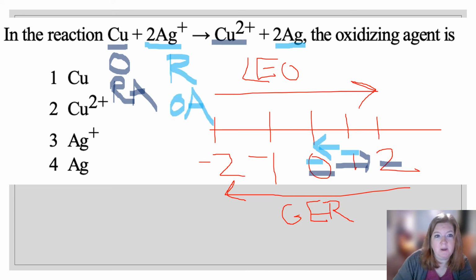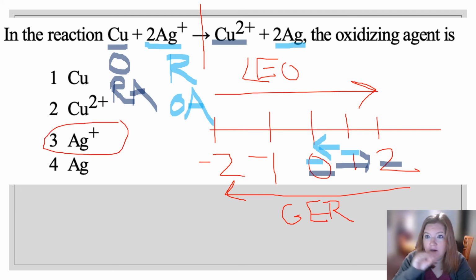And again, remember, notice everything I'm referring to is on the reactant side of the equation. So which one was the oxidizing agent? Right here. So do you see how just taking a moment and figuring it out will just make it easy to get the answer?